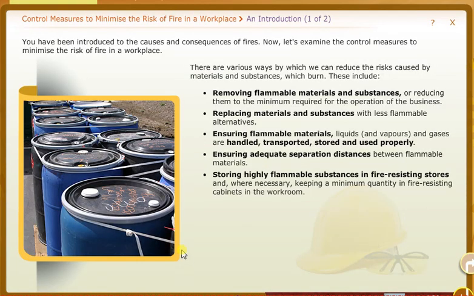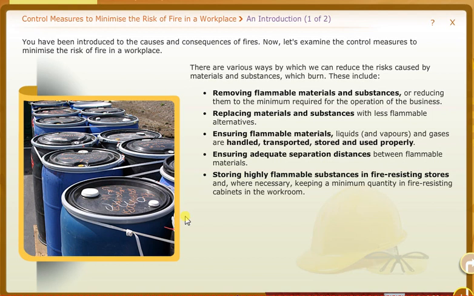You have been introduced to the causes and consequences of fires. Now, let's examine the control measures to minimize the risk of fire in a workplace. There are various ways by which we can reduce the risks caused by materials and substances which burn. These include removing flammable materials and substances or reducing them to the minimum required for the operation of the business.